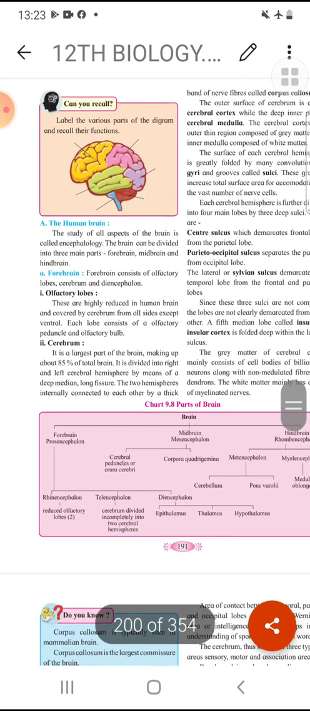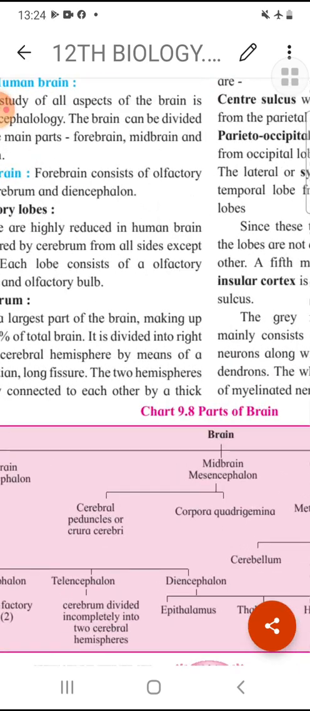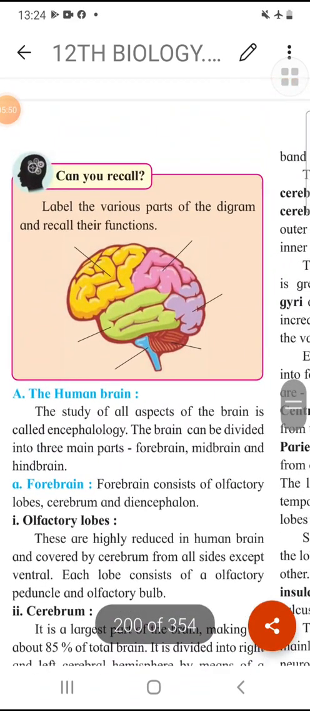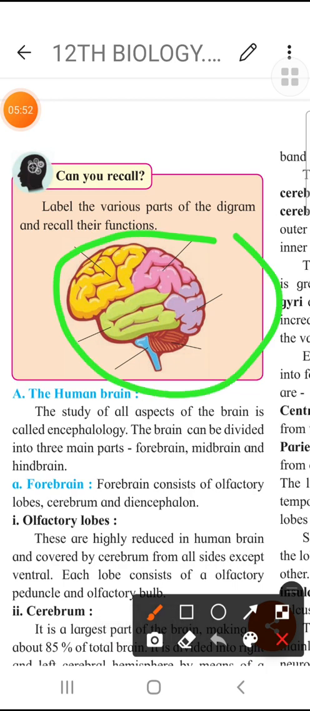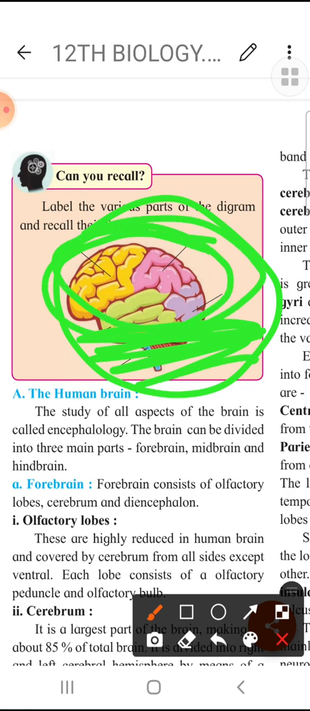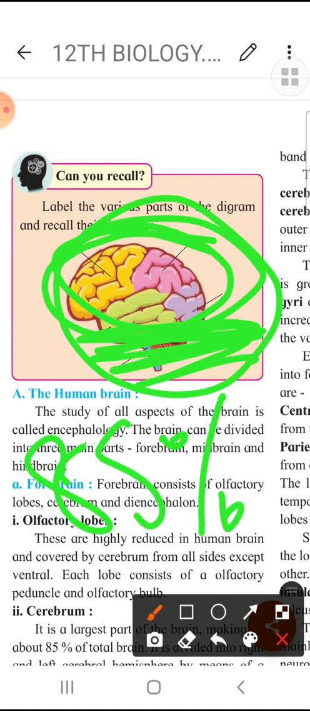So forebrain का पहला पार्ट था olfactory lobe, दूसरा पार्ट है cerebrum. Cerebrum का मतलब the biggest part of your brain, जो यहाँ पे आपके डायग्राम में दिखाया हुआ है. This is the cerebrum, specially shown till here. ये जो इतना हिस्सा दिख रहा है ना आपको, this is cerebrum. So what is cerebrum? It is the largest part of the brain. कम से कम 85% आपका ब्रेन का cerebrum कवर अप करता है. And it is divided into two parts, left and right.